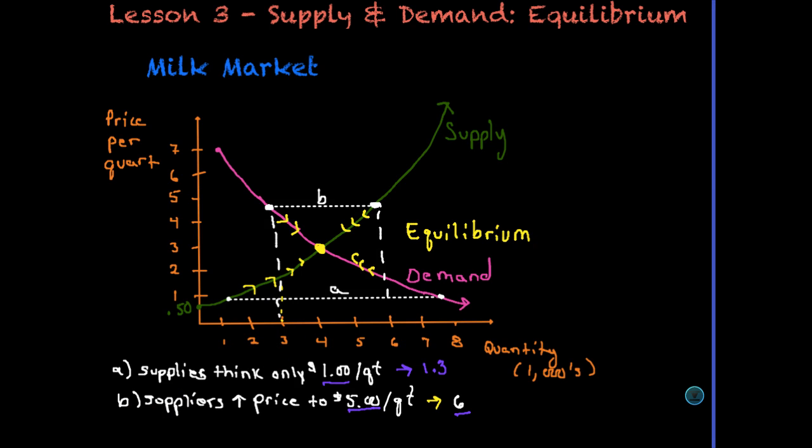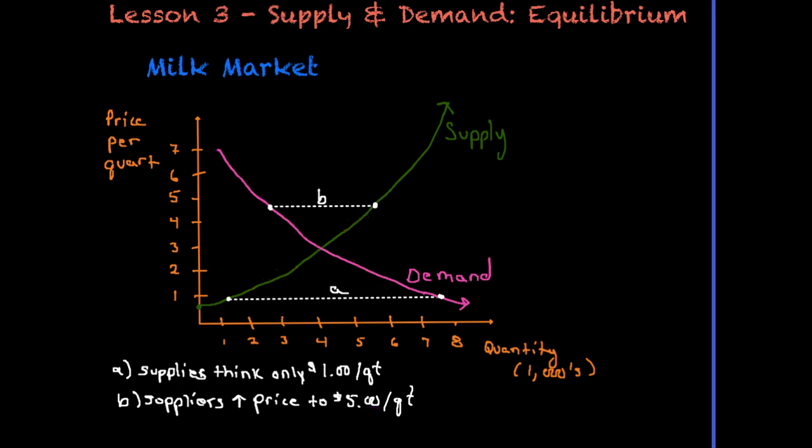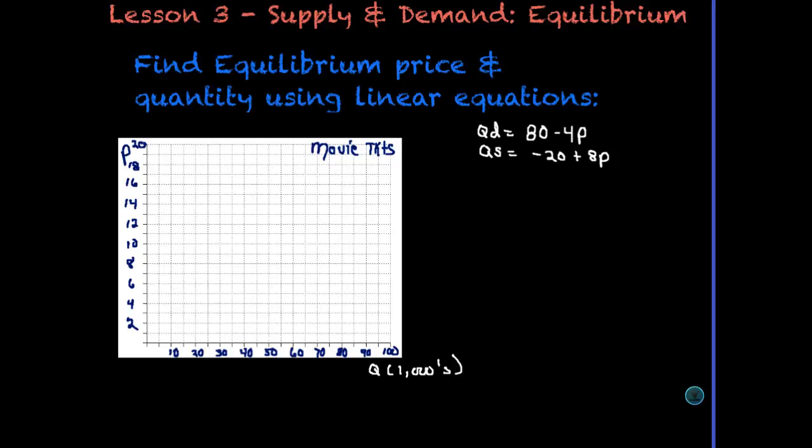So now let's look at some sample problems. Let's figure out how to solve these. Our first problem is just linear. We want to find the equilibrium price and quantity using linear equations. We're going to do this one by graphing, and then we're going to find our exact answer algebraically.